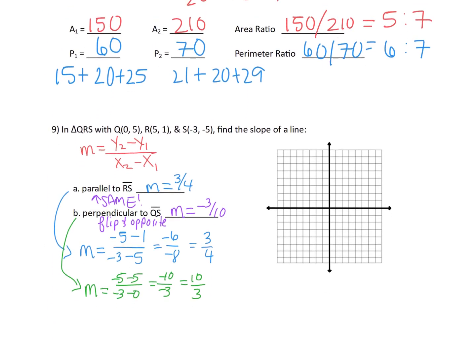Number 9 on this one is going to be talking about parallel and perpendicular slope. Please remember that parallel slopes are the same and perpendicular slopes are opposite reciprocals.